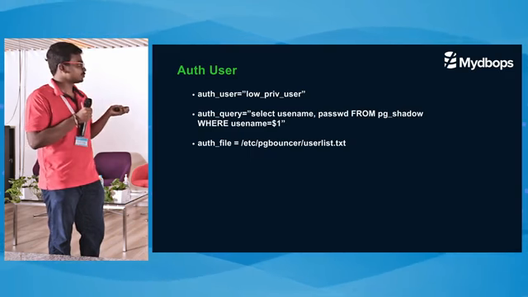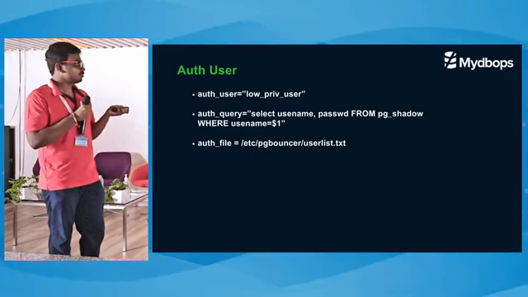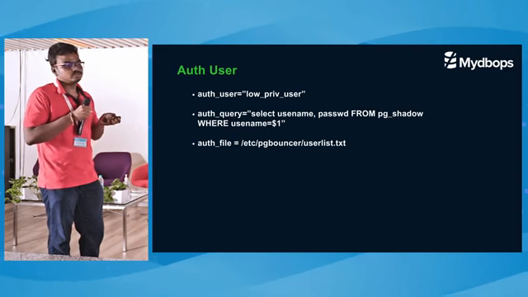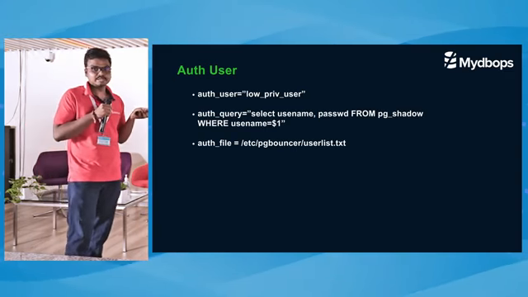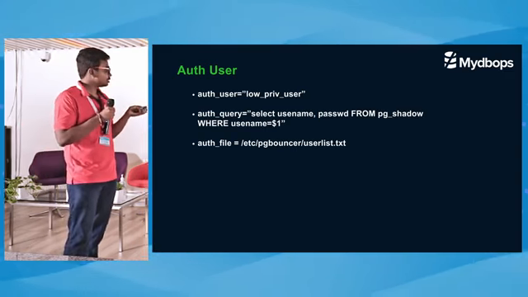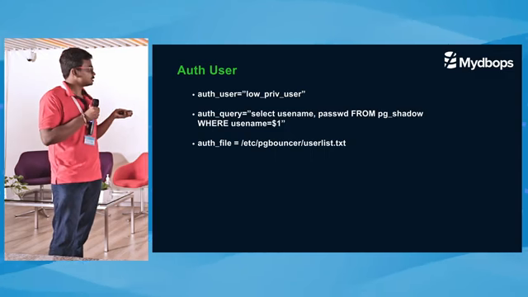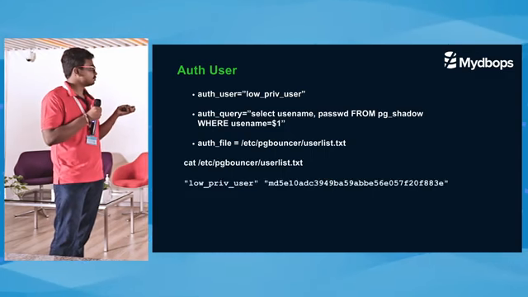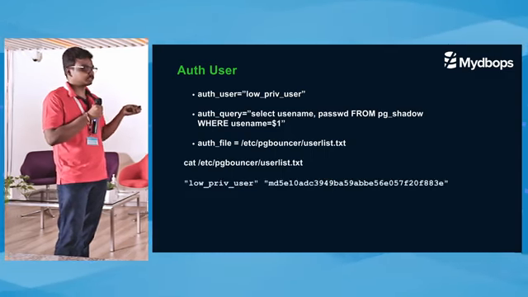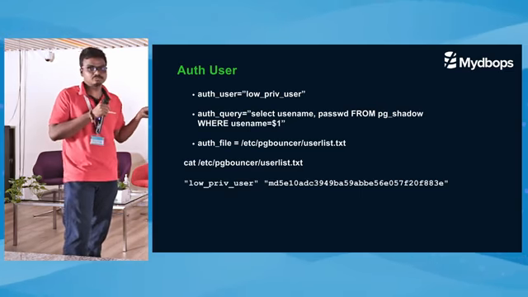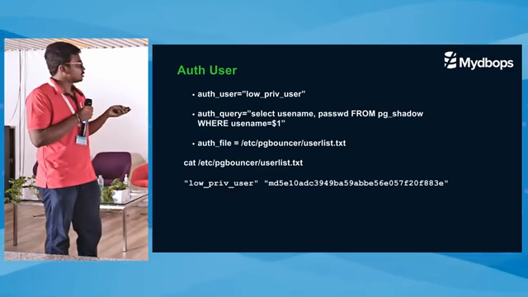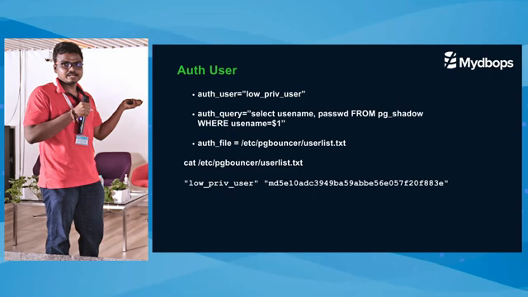Okay, and this is the sample query. This is fetched from the pg_shadow table. If you want to use some other system table to get your credentials, you can also use that. Okay, and this is the auth file. We still need an auth file, but this time we will only have the low privileged user. We don't need to put all your application users in it. So you can choose any of these methods.